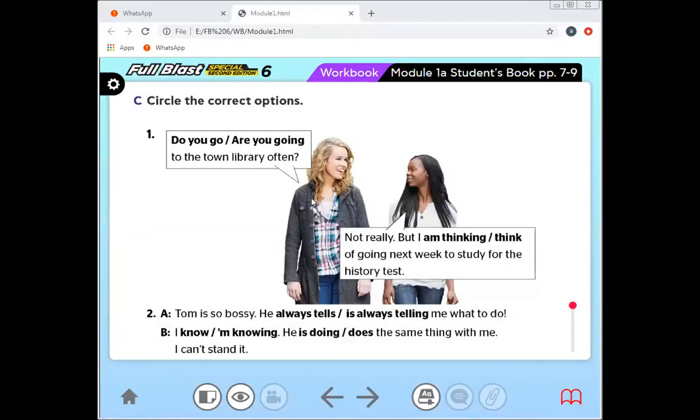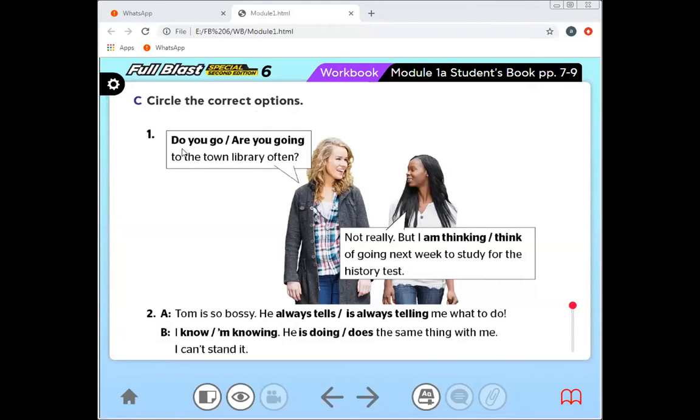Let's make a share screen from your book. If you don't have your book, my dear, be with me and understand this exercise. Okay, open your workbook, page 4. If you don't have your book, look with me. Here, circle the correct option or options.